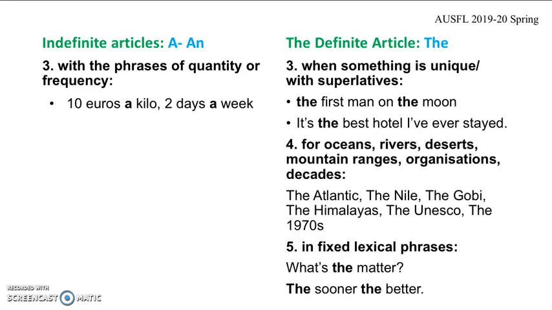We also use the definite article the for oceans, rivers, deserts, mountain ranges, organizations, and decades. The Atlantic Ocean, the Nile River, the Gobi Desert, the Himalayas, the UNESCO, the 1970s. It is also used in fixed lexical phrases such as, what's the matter? The sooner the better.